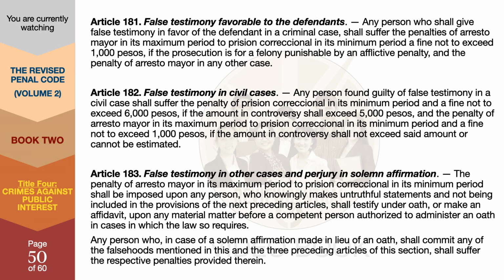Article 183. False testimony in other cases and perjury in solemn affirmation. The penalty of arresto mayor in its maximum period to prisión correccional in its minimum period shall be imposed upon any person who knowingly makes untruthful statements and, not being included in the provisions of the next preceding articles, shall testify under oath, or make an affidavit, upon any material matter before a competent person authorized to administer an oath in cases in which the law so requires. Any person who, in case of a solemn affirmation made in lieu of an oath, shall commit any of the falsehoods mentioned in this and the 3 preceding articles of this section, shall suffer the respective penalties provided therein.